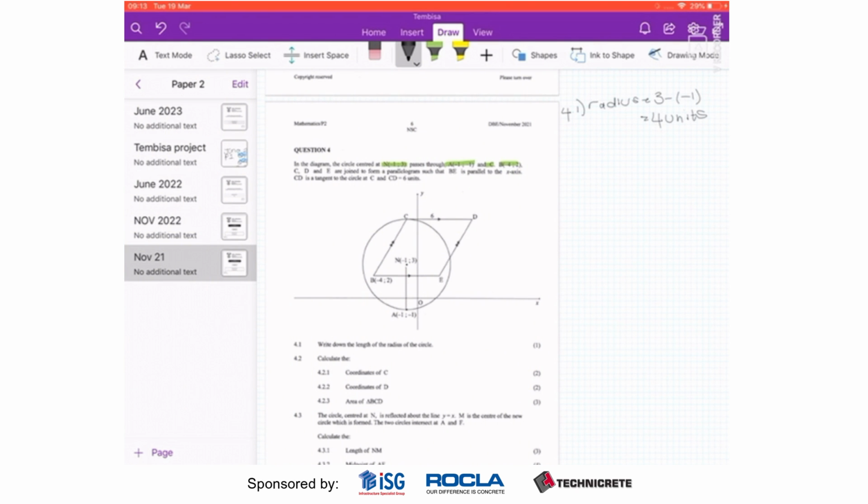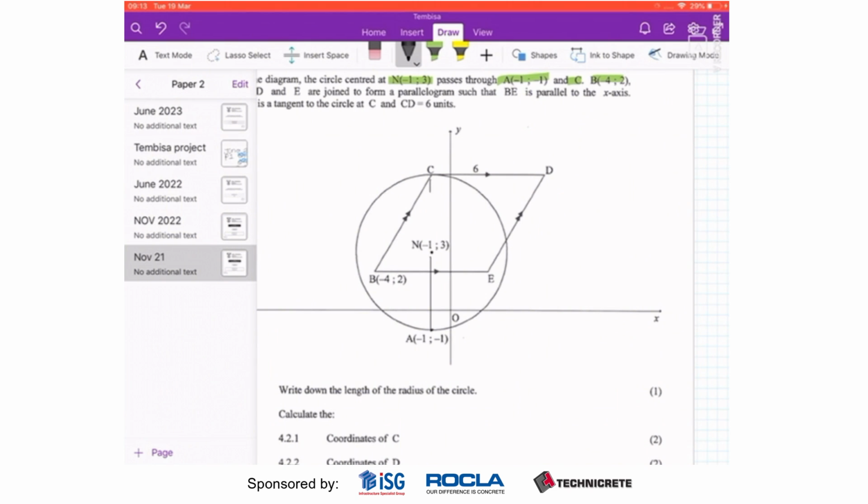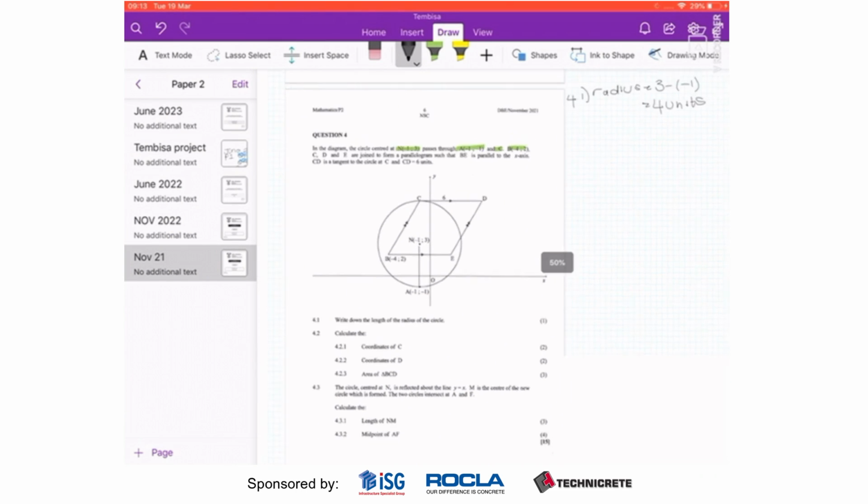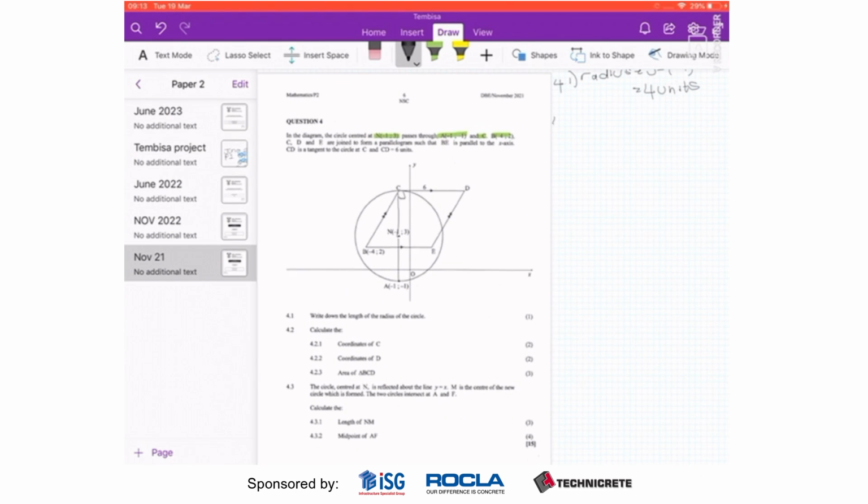Okay. The next one says calculate the coordinates of C. Okay, so I already can tell that the x value of C is going to be the same as N. Okay, because CD is perpendicular to CN because we know it's a tangent. Okay, so 4.2.1, CD is perpendicular to CN. So the coordinates of C, we know that the x value is going to be -1.